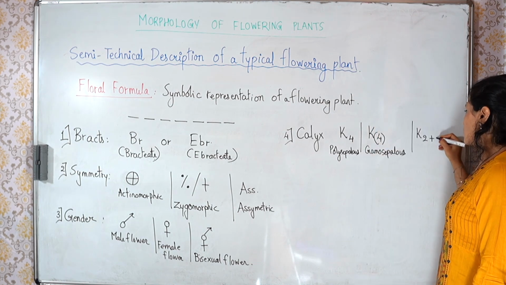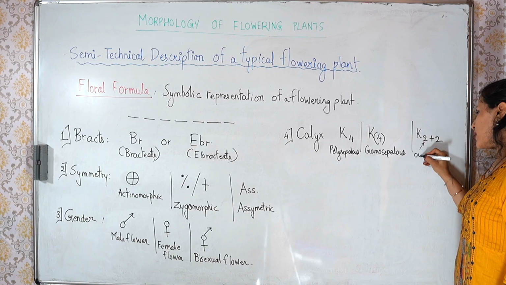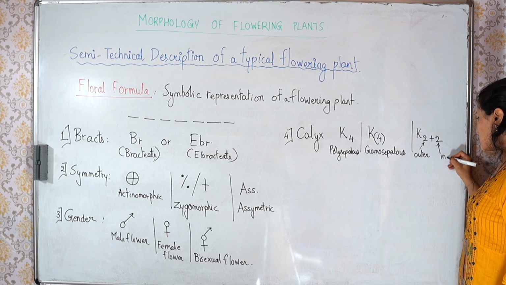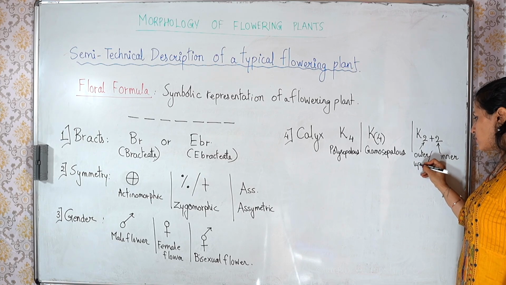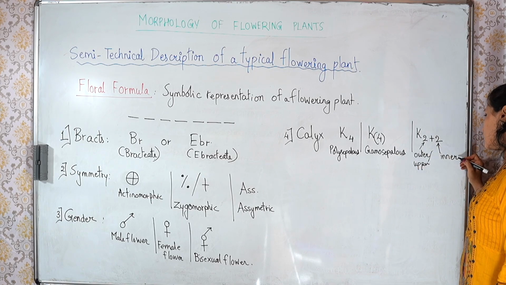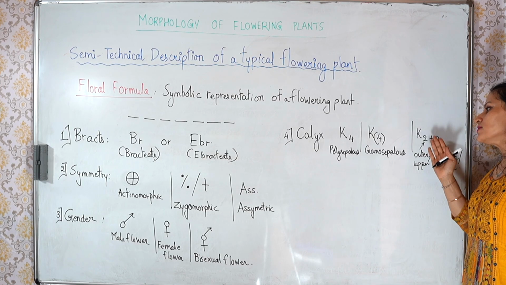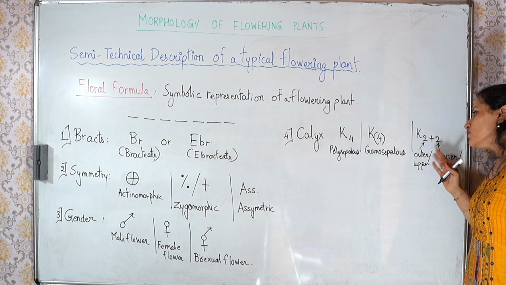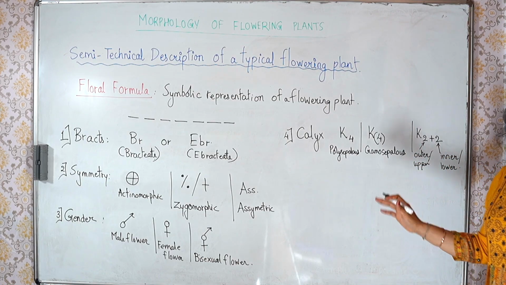K, 2 plus 2. What does this mean? It means that 2 sepals are outside and 2 sepals are inside. The first one that comes is either outer or upper, and the ones written later are either inner or lower. Alternately, you can write this as K4 also, but which one will give you more information? K2 plus 2 will give you more information rather than simply writing K4.